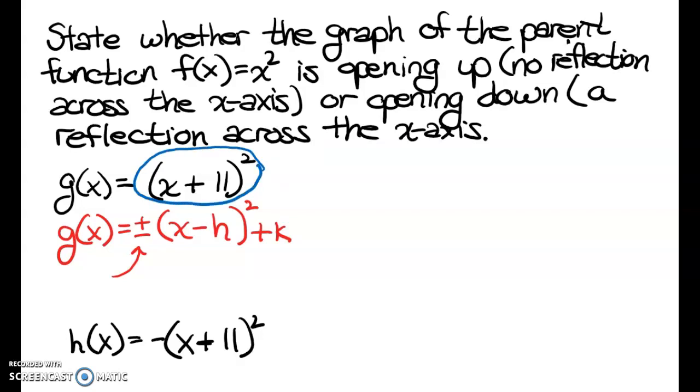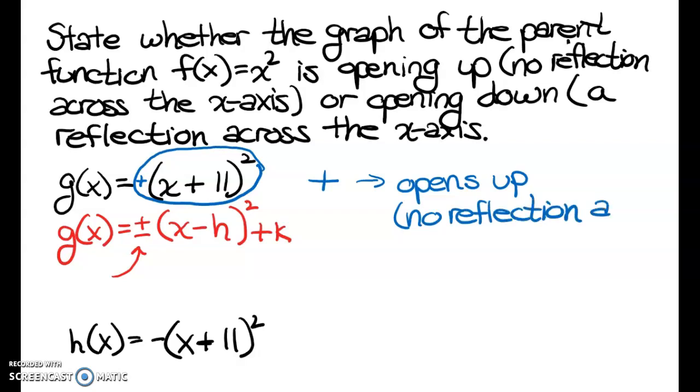Is there a plus or a minus in front of it? Well, there's a plus, right? There's no number in front of it and no sign, so that infers that there is a plus sign here. A plus means that this graph is being opened up. It opens up, so there is no reflection across the x-axis. Okay, so really, the only thing you need to do here is identify the squared term and determine whether its sign is positive or negative.